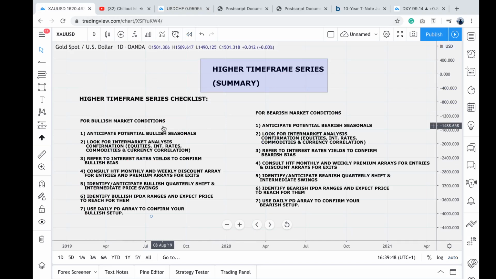Okay, the next thing we want to look for, since 2 and 3 are interrelated, is interest rates to confirm our bias, because now we're bearish just simply based off seasonals. We're now looking at a bearish market condition, so we're going to ignore this. We're going to focus on this for bearish market conditions. So what we're going to look for is intermarket analysis, okay, via bond prices and yields.